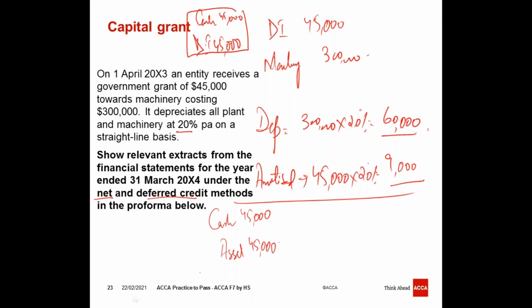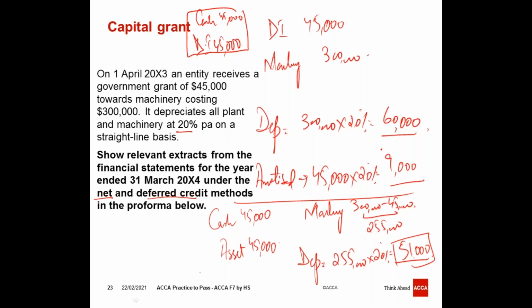So in that case, grant will be recognized as deferred income, and in this situation, grant will be recognized in the value of the asset. So the net value of the machinery will be 3 lakh minus 45,000 after deducting the grant. The amount will be 2,55,000. And when we charge depreciation, it will be 2,55,000 into 20%, which is 51,000.